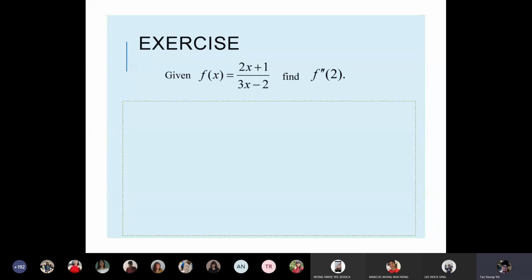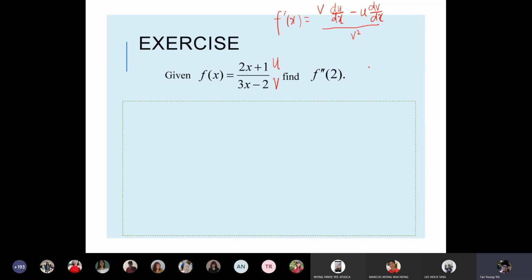Okay, we're supposed to use the quotient rule, so we are using this formula, u over v. According to the formula, the differentiation will be: we take the v first, then we differentiate the u, minus, we take the u, we differentiate the v, over v squared.